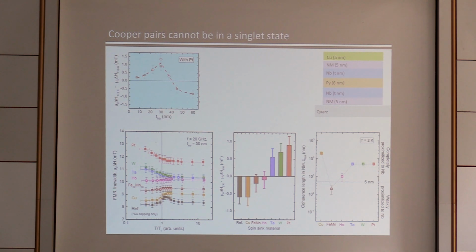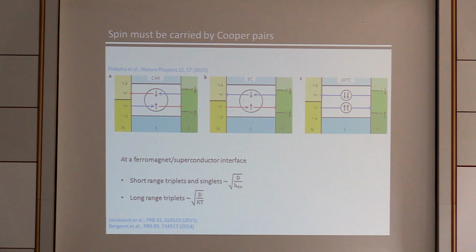So this again validates our idea that these two effects, crossed Andreev reflection and electron co-tunneling, cannot contribute to explain our result. Now there is a third possibility by which spin can be transferred through the superconductor, and this is the following. So spin can be transferred via Cooper pairs again, but these Cooper pairs are in a triplet state.